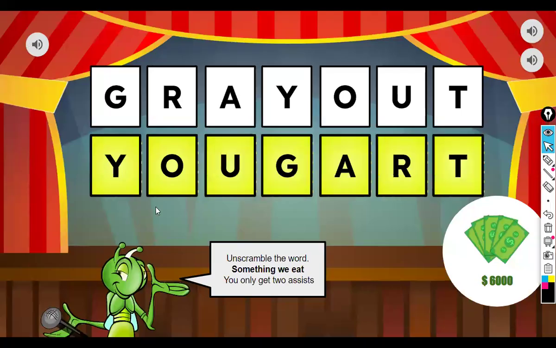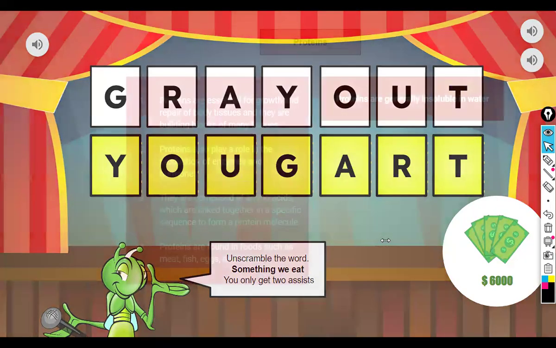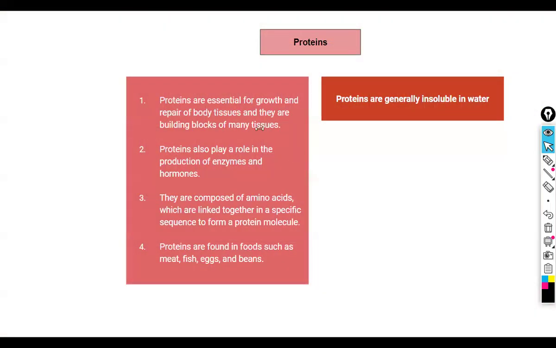Cassidy, correct. The word is yogurt. If you unscramble and put all the letters in the correct place, it's yogurt. So for those who got it out before me, put down your 6,000. And for those who didn't, better luck next time.